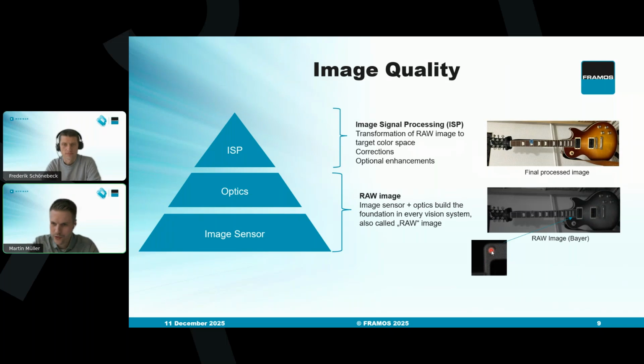To finally process such a gray-looking image into the final color image, you need to apply some image signal processing to transform this image into the target color space, apply some corrections and optional enhancements. Especially enhancements are very important for consumer-grade devices because they make the image look satisfying to the human eye.